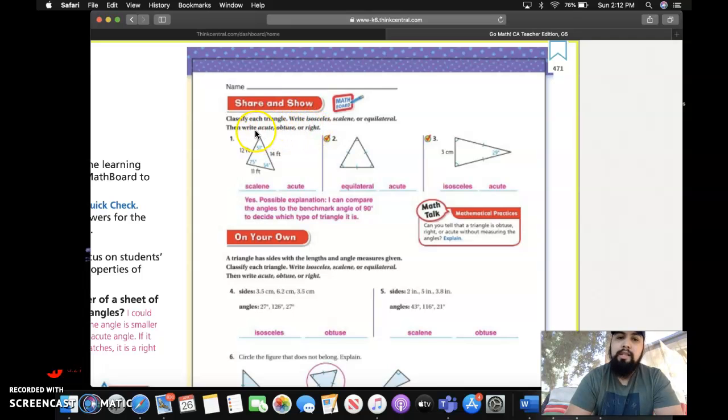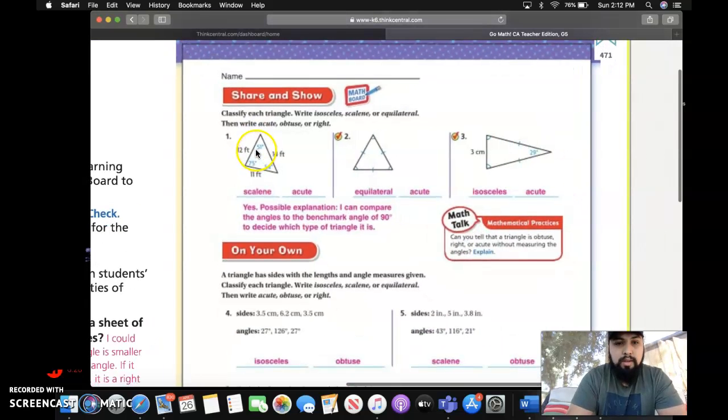This one, it's already labeled for you. This is on the teacher's edition. But this one would be scalene because that's 14, 12, and 11. All sides are different, making it a scalene. And the degrees are already there on the angles, 75, 54, and 51. All of them are less than 90, making it an acute.